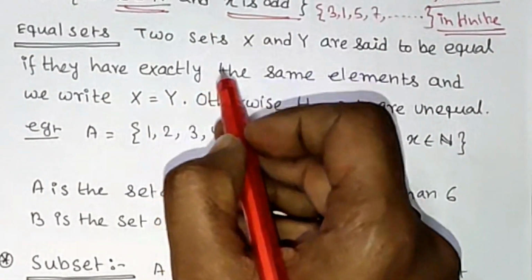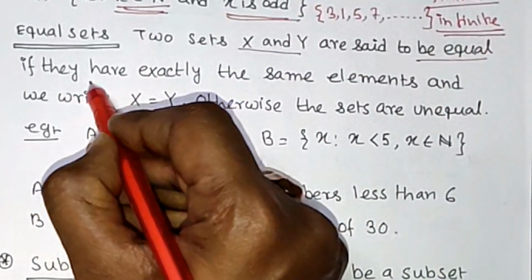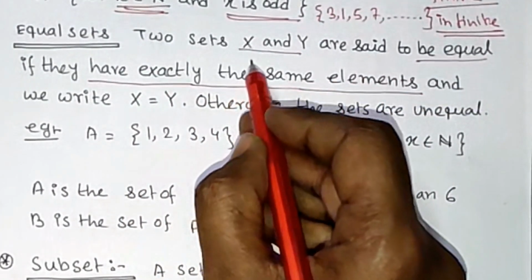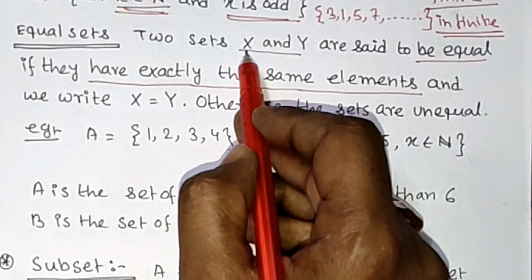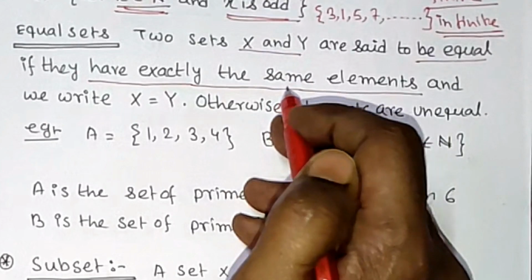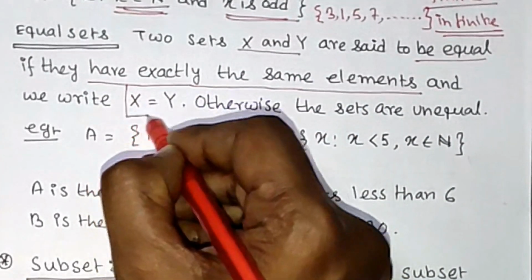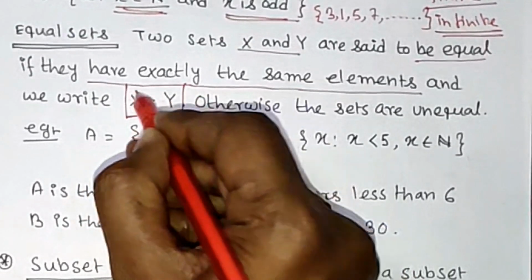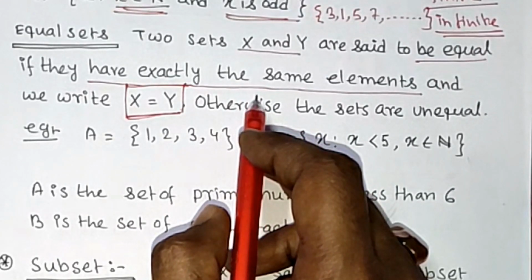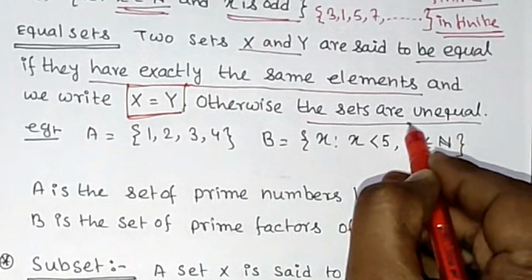Now equal sets. Two sets X and Y are said to be equal if they have exactly the same elements. Suppose the number of elements in X and the number of elements in Y are equal, as well as the elements are also equal. Then we write X equals Y, which is known as the equality of two sets. If the number of elements and the elements are not the same in X and Y, then the sets are unequal.